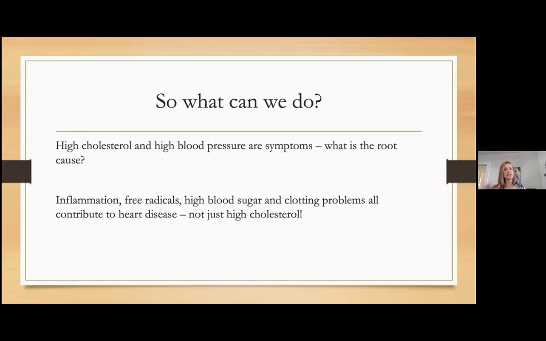They're symptoms of this metabolic disease, this inflammation. But what's really happening is inflammation, free radicals, maybe rusting of the body, high blood sugar, clotting problems. All these things contribute to heart disease, not just high cholesterol, right? We used to just think, oh, if cholesterol is high, it clogs your pipes and there's nothing else going on, and that's the whole risk of heart disease. But we know there's so many other things going on.